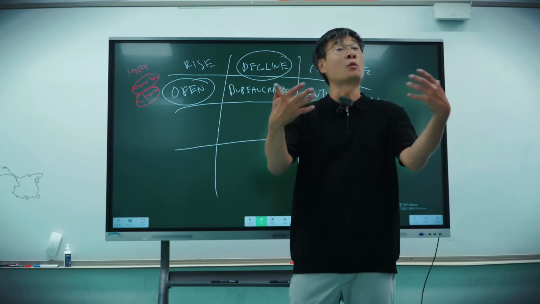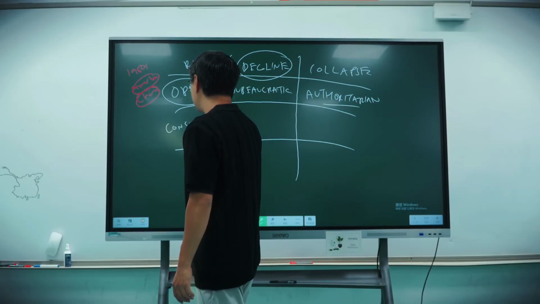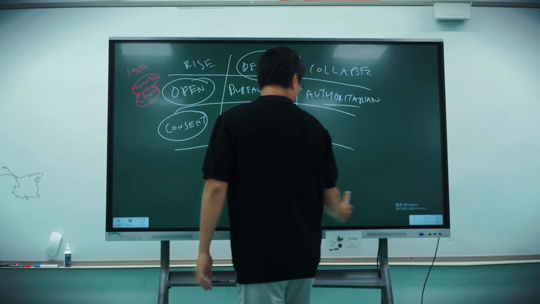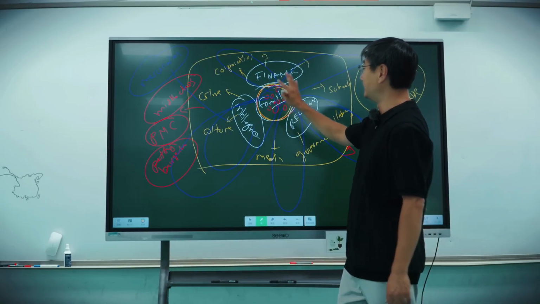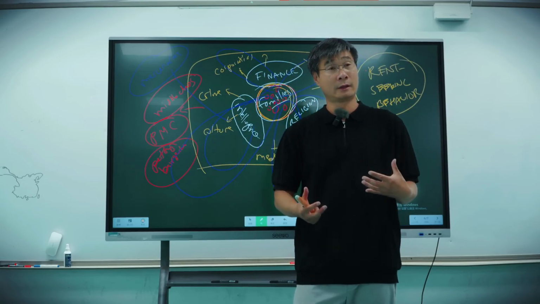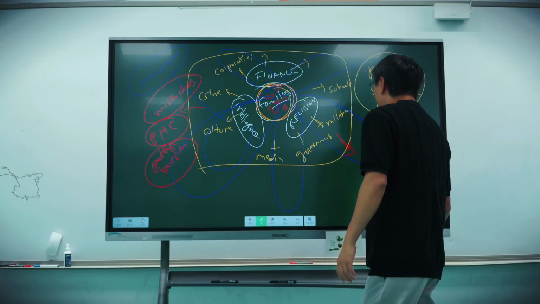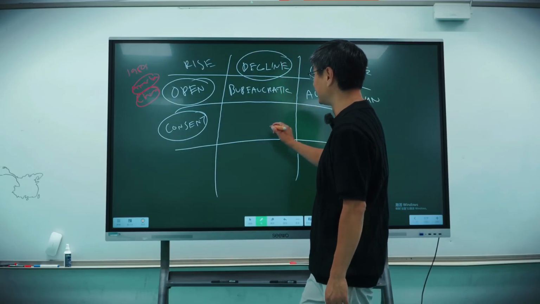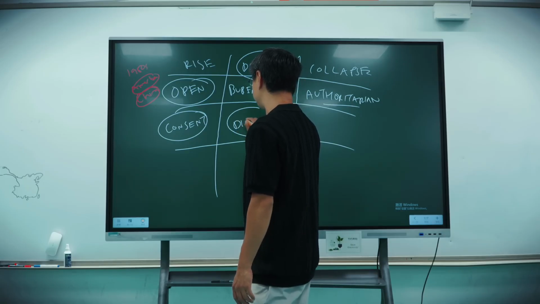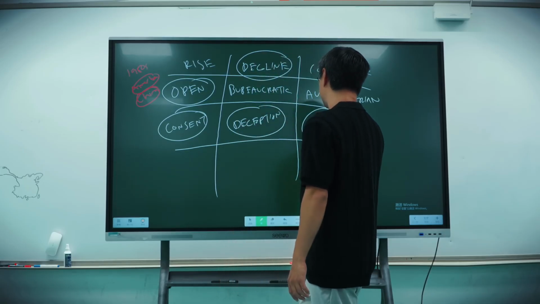Okay? But there's another way of saying this. In the rise phase, what matters is the consent. Okay? So these three groups, the elite, the middle class, and the people, they're all working together to improve society. There's consent. But when you hit the decline phase, now there's deception. And then when you hit the collapse phase, it's coercion.